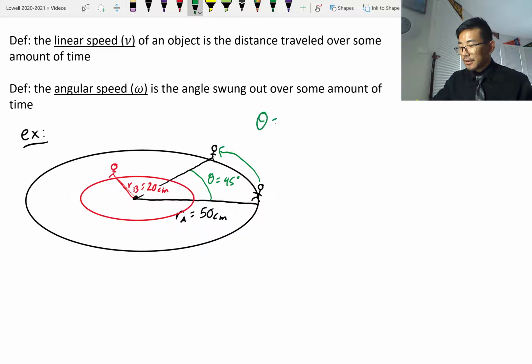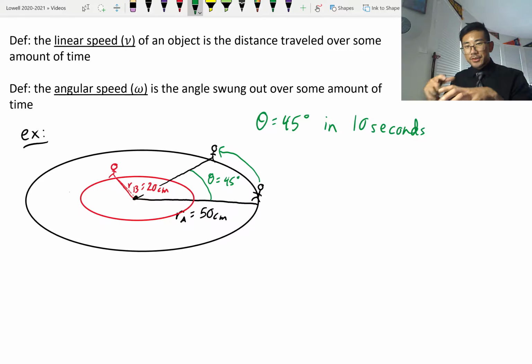Let's say that rotation took, let's just say, 10 seconds. Now remember, the red circle is just drawn on top of the black one. Pretend this is like a lazy Susan at a Chinese restaurant, where you spin it, and you're looking at something on the outside moving along, and then something further inward moving along. That's kind of what I was getting at.